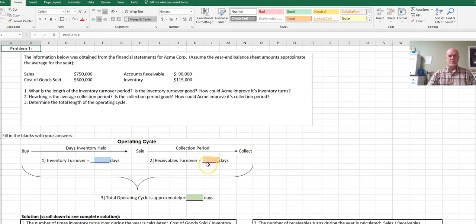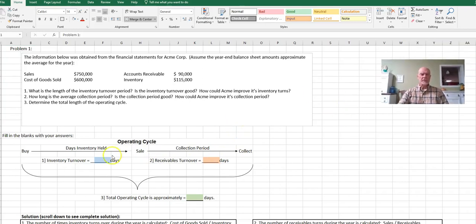First of all, let me just talk about the company's operating cycle. Here's a timeline representing the day-to-day activities of a business. If you think about it, we buy inventory, and then the inventory essentially sits on the shelf until you sell it. And if you sell it on credit, then you're going to have to wait a certain number of days until that money is collected. We would call that the collection period.